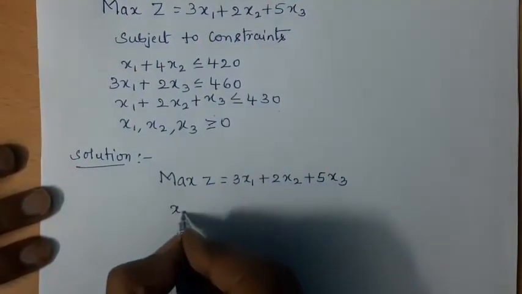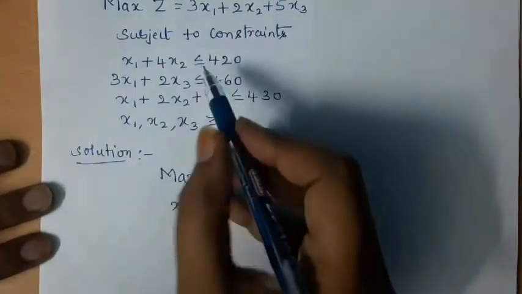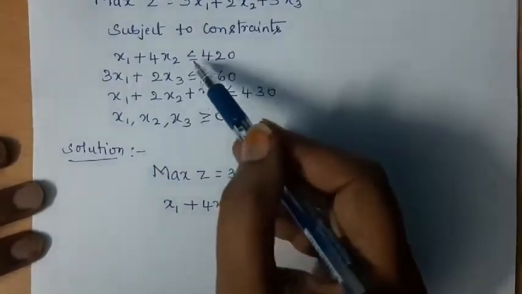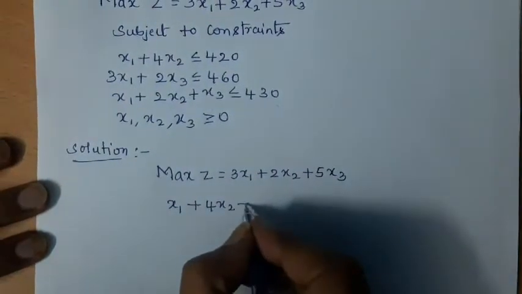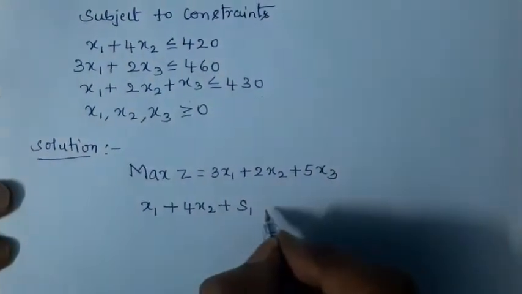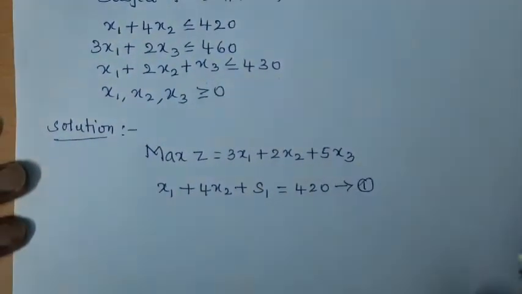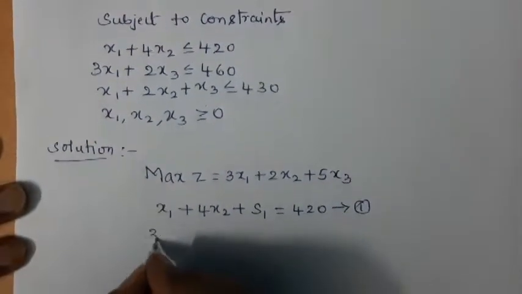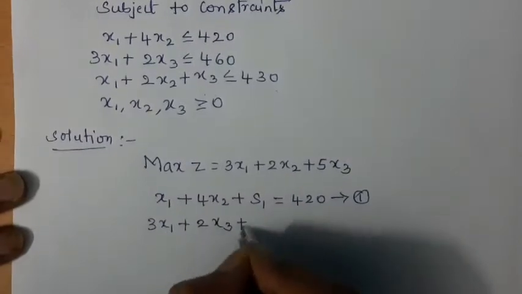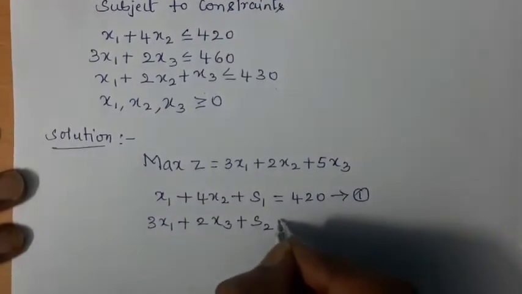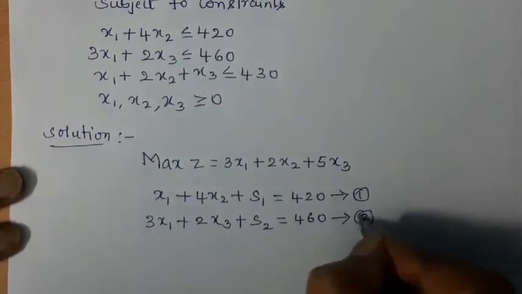Let us take the first constraint, x1 plus 4x2, and the condition here for the constraint is less than or equal, so we need to add a positive slack variable and convert into equation. So in the first equation I am adding slack variable plus s1, that is equal to 420. So this is equation 1. Next, second constraint 3x1 plus 2x3, second positive slack variable, that is plus s2 I am adding here, that is equal to 460. This is equation 2.